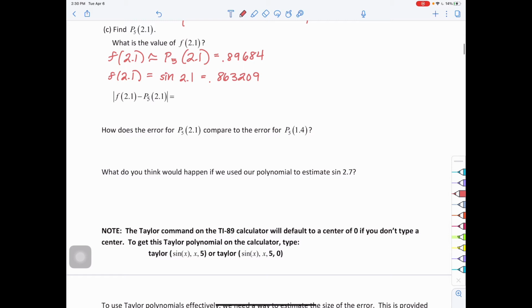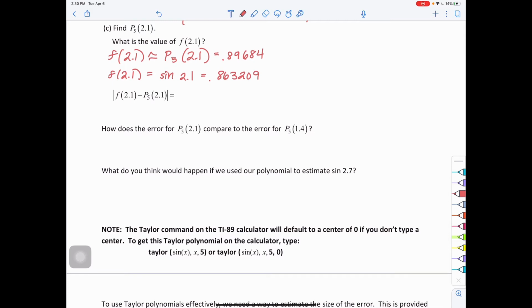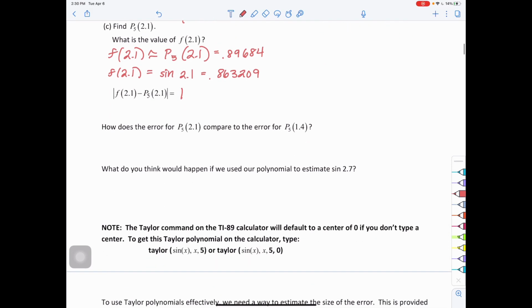And then when I actually found f of 2.1, which is equal to the sine of 2.1, I got 0.863209. Now that error, if you would subtract those, did I put absolute values last time? Yes. The actual value minus our approximated value, and I got that to be 0.03463. How does the error for the 5th degree evaluated at 2.1 compare to the error for the 5th degree evaluated at 1.4? So what you should notice here is that the error is greater.